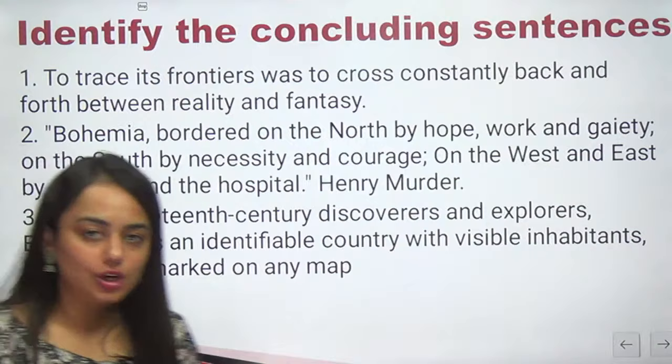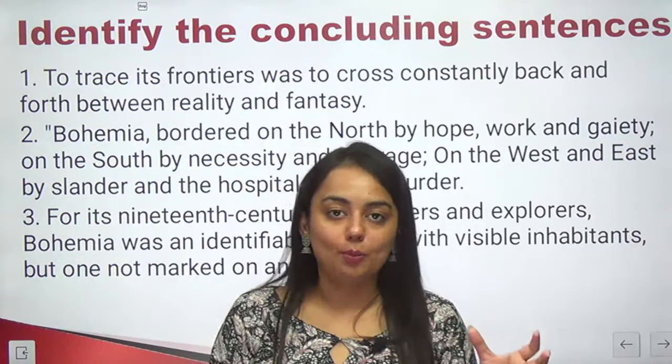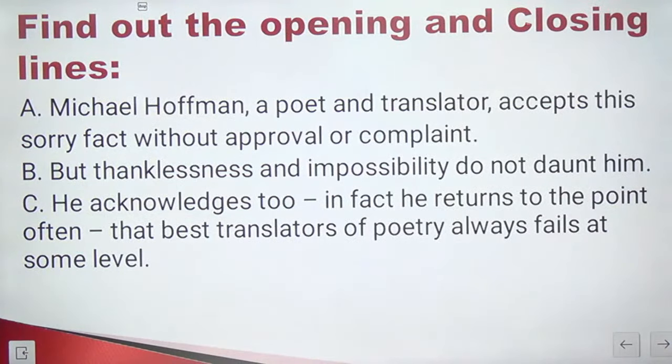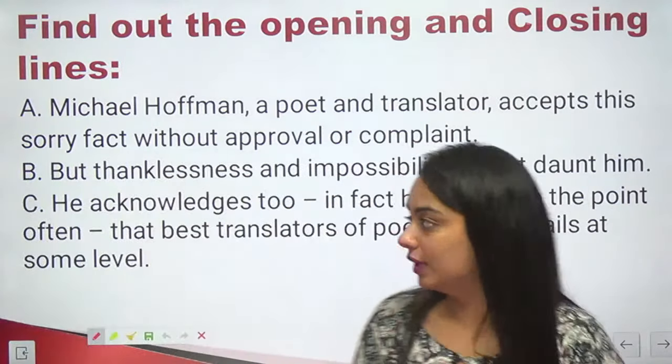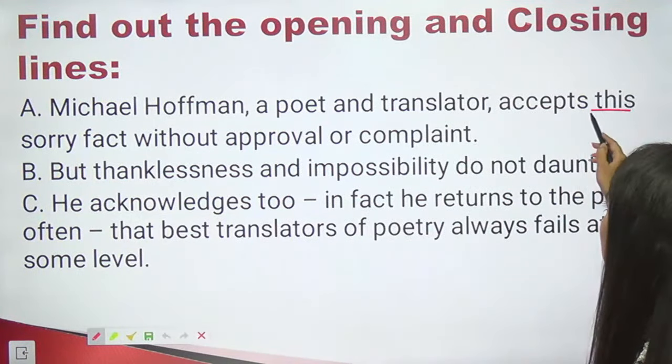So we are done with introductory sentences and the conclusion sentences. Let's see if you can guess both the opening and the closing. Let's make it a little more difficult. Find out the opening and closing lines of this example. You have 5 sentences here. Michael Hoffman, a poet and translator, accepts this sorry fact without approval or complaint. Again, a pronoun has been used here, but in an opening line, we mostly see a noun phrase, or a subject. Michael Hoffman, a poet and a translator, accepts this sorry fact.